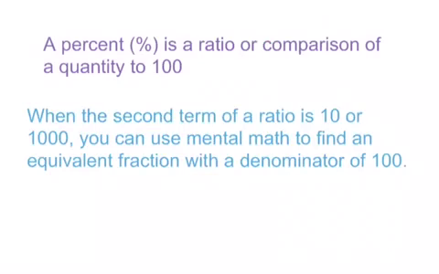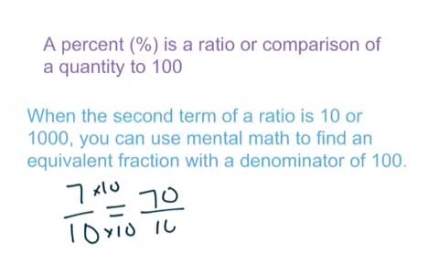So for instance, if you had 7 over 10, okay, 10 is a factor of 100, so you want to get your denominator to be 100, so you're going to multiply by 10 and by 10 to give you 70 over 100. If it's out of 100, that's going to be your percent, so that's going to be 70%. Okay? So anything out of 10 is going to be your percent.